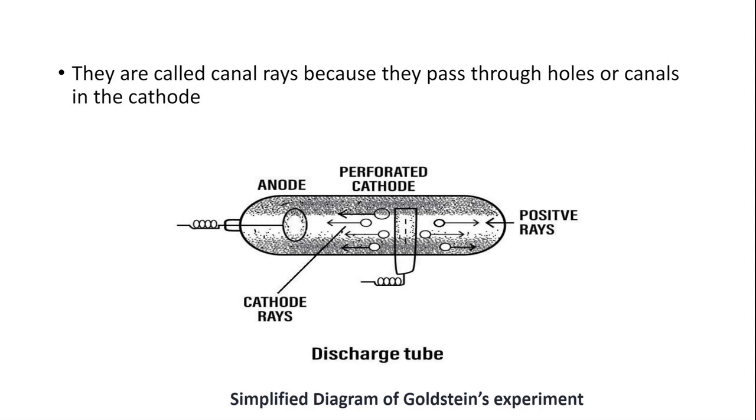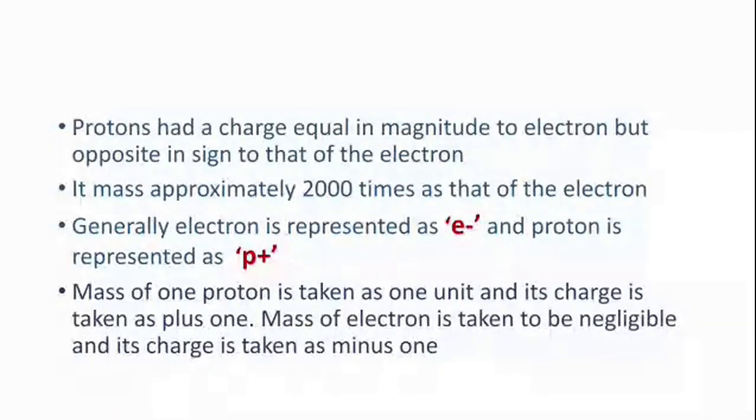So this is a very simple diagram of the Goldstein experiment. It shows that the protons have a positive charge, and this positive charge is different from the negative charge that is produced by the cathode. So thus we have negative charge and positive charged particles. This we discussed last class.